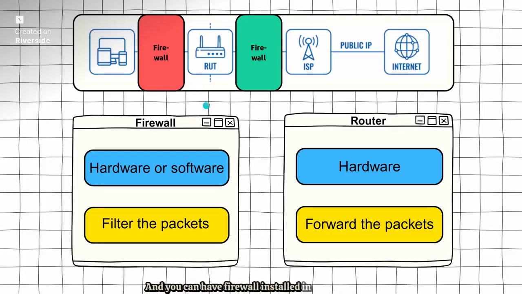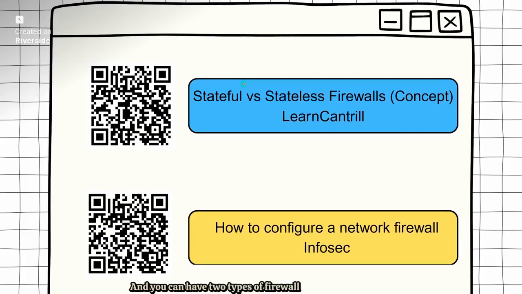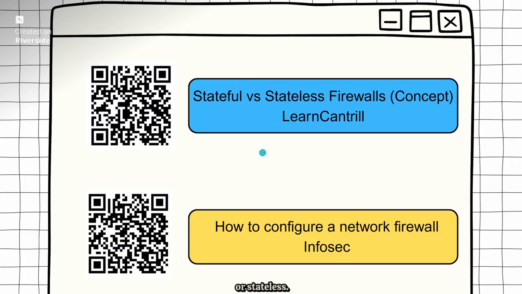And you can have a firewall installed in multiple areas. It's either before reaching the public network, or you can have a software firewall installed on your computer. But a software firewall only protects that device, whereas a hardware firewall protects the whole network. And you can have two types of firewall, called stateful or stateless. You can learn it as a concept by scanning its QR code. This YouTuber is called Learn Cantrell. And you can learn how to configure one in real life by going to InfoSec, by scanning its QR code as well.